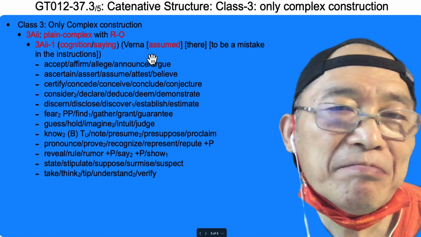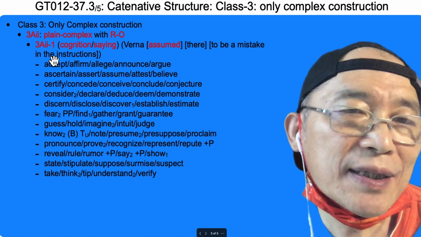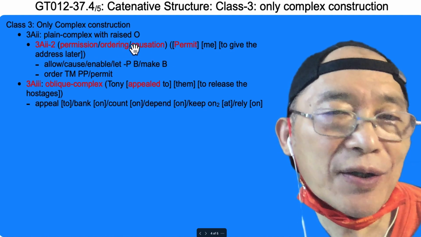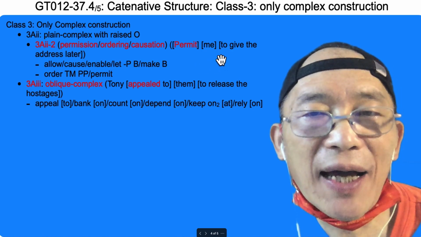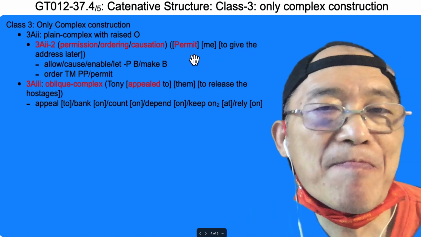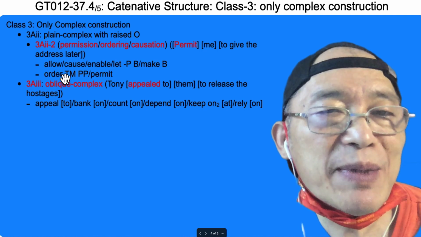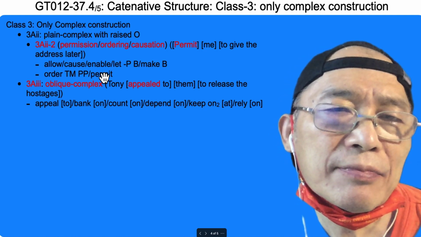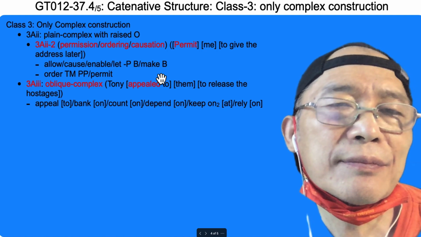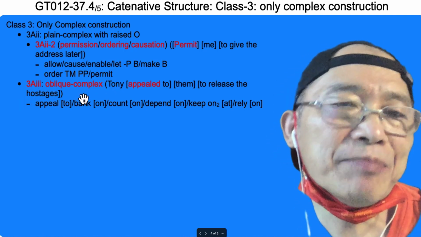So there are all of these similar verbs. That's 3a-i. And then 3a-ii, okay. Also raised object. So I give. These two are closely related. And there are 3 kinds of verbs regarding permission, ordering, and causation. So permission, causation, ordering, permission.